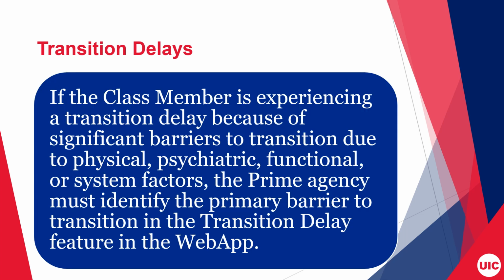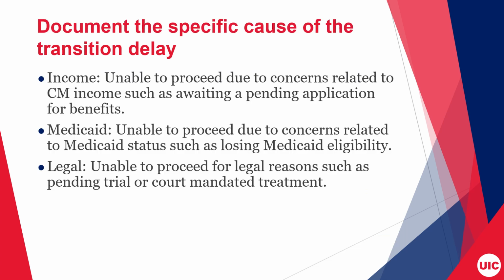If a class member is experiencing a delay in their transition because of significant barriers, such as physical, psychiatric, functional, or system factors, the prime agency must identify the primary barrier to progression using the transition delay feature in the web app. Transition delay options in the web app include income. The class member may have a SOAR application in process, be awaiting a pending application for benefits, or is in the process of obtaining employment.